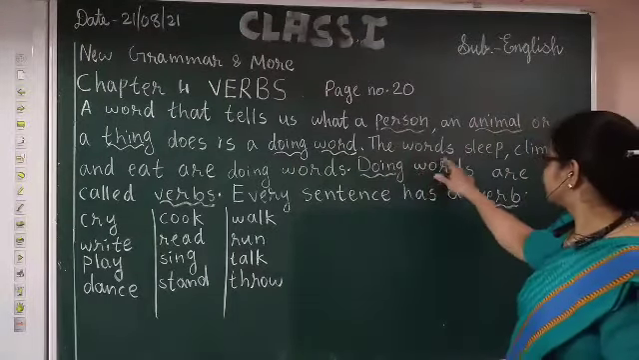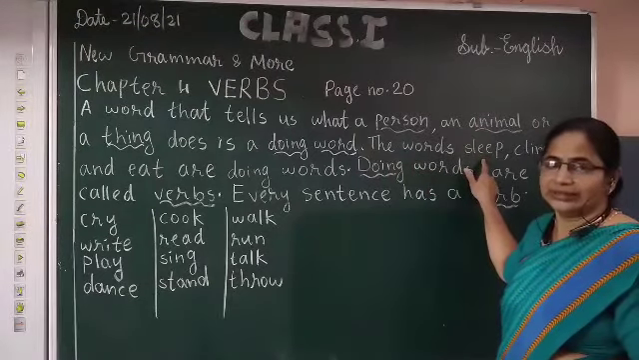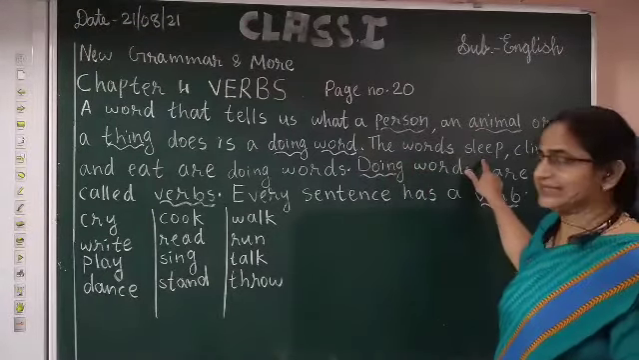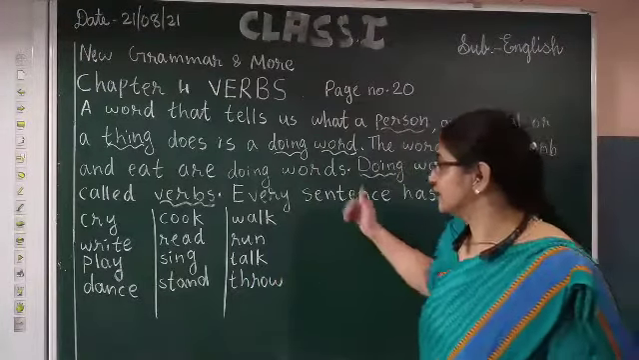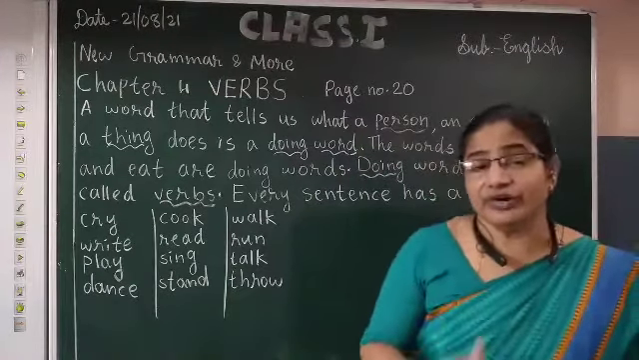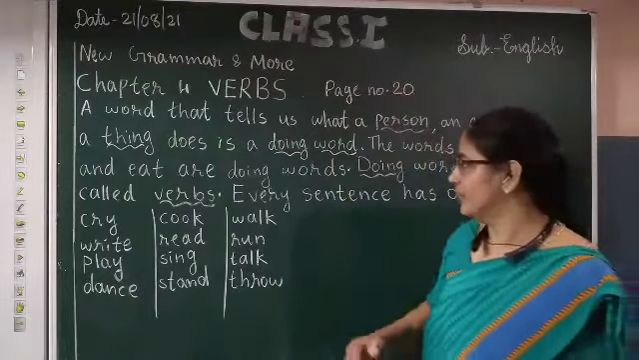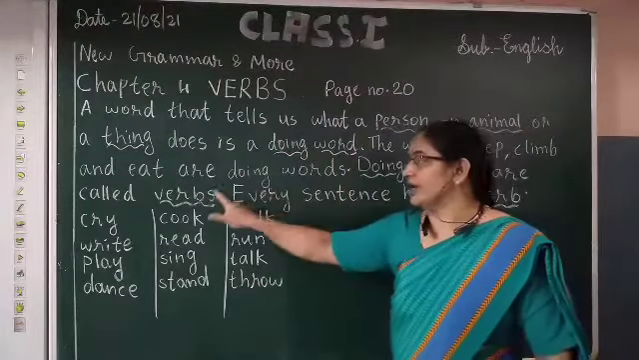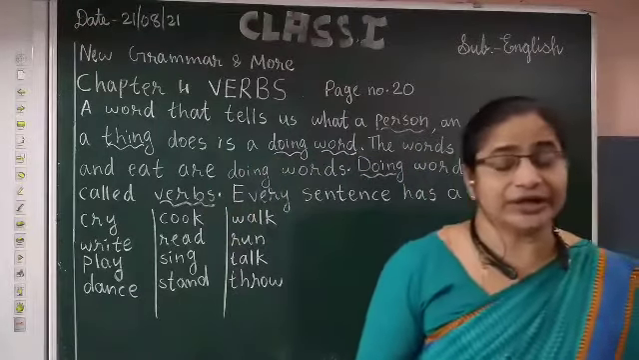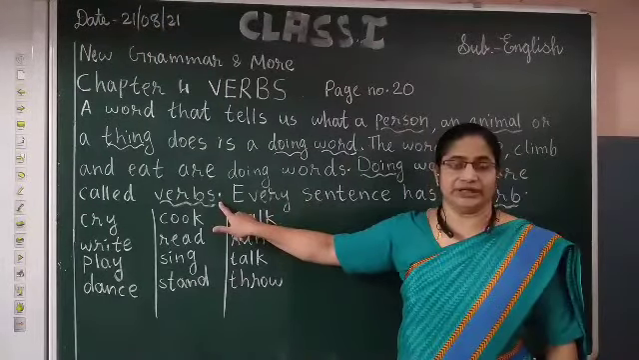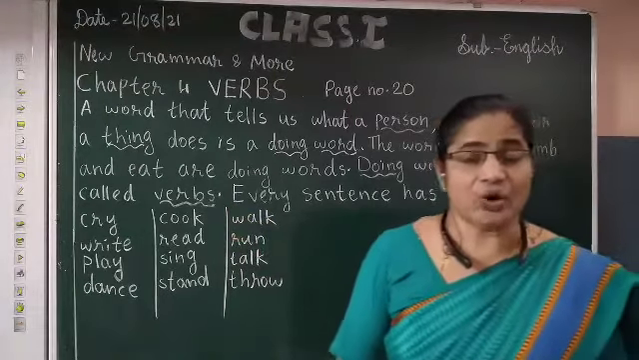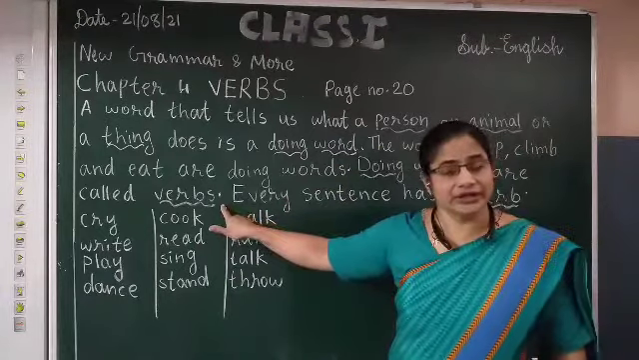Now there are some examples. Sleep, climb, and eat are doing words. Not only these words, there are many doing words. Now, doing words are called verbs. We already learned naming words are nouns and doing words are verbs, kriya.